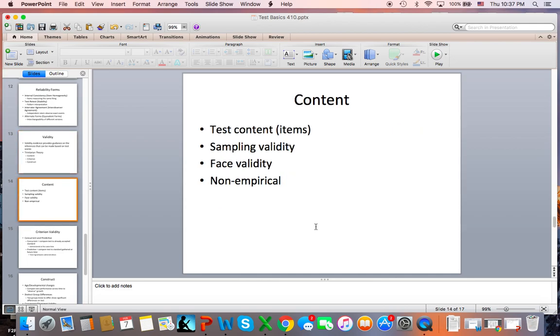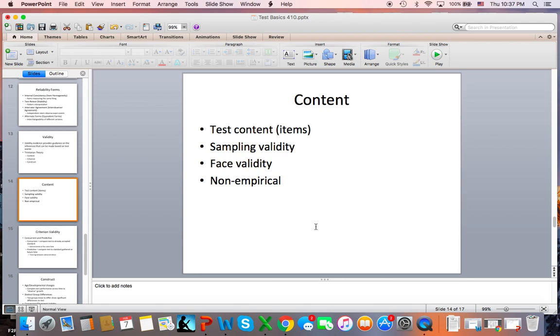Content validity takes into account the actual items or the content of the test. It's broken into something like sampling validity. So the items on the test, do they measure all the different facets of whatever skill you're looking at?